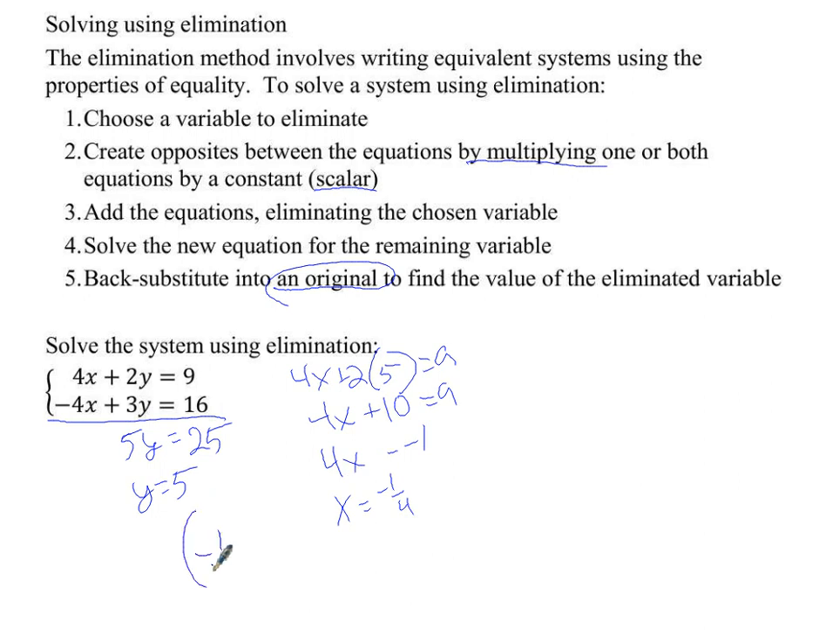I guess I didn't need to circle that, because my actual answer needs to be an ordered pair. Negative 1/4, comma, 5. That's my answer. And then we need to check that. Take the negative 1/4, plug it in for x. Take the 5, plug it in for y. It's very easy to do.